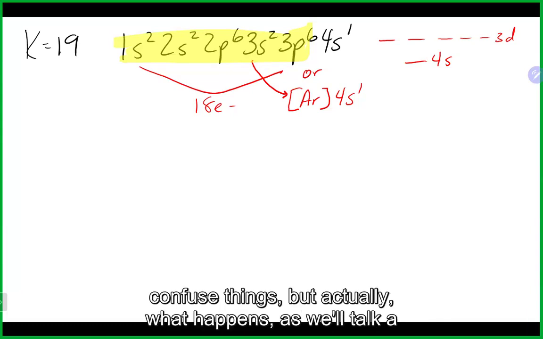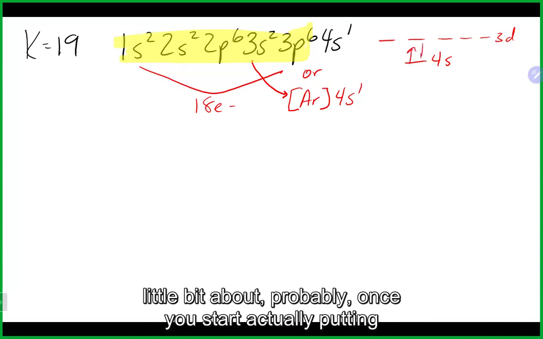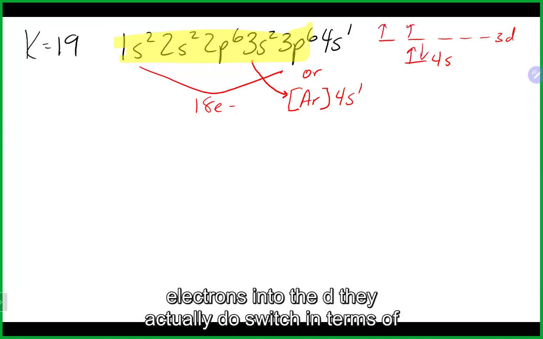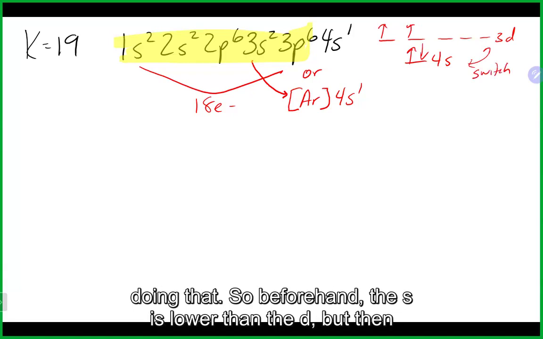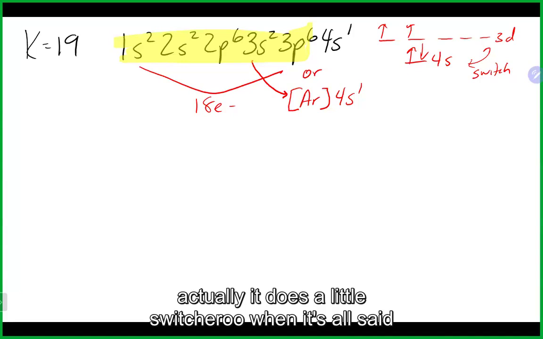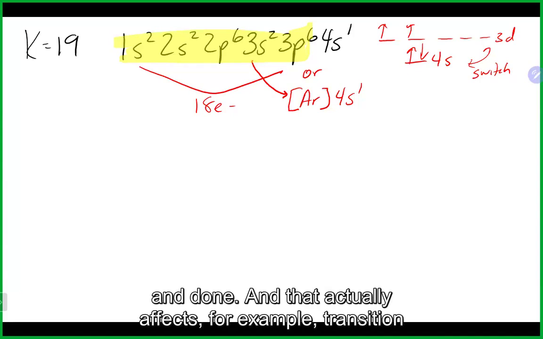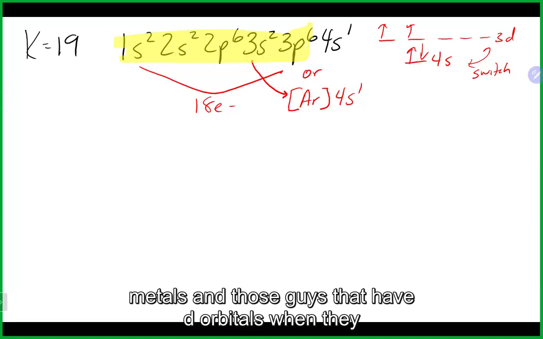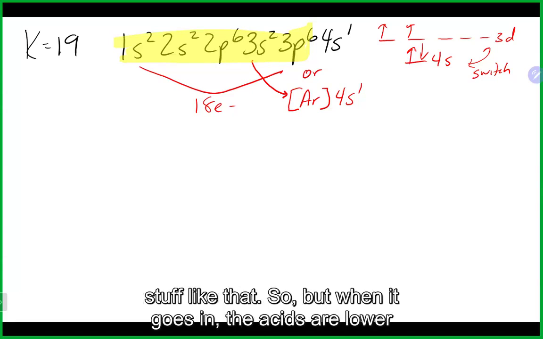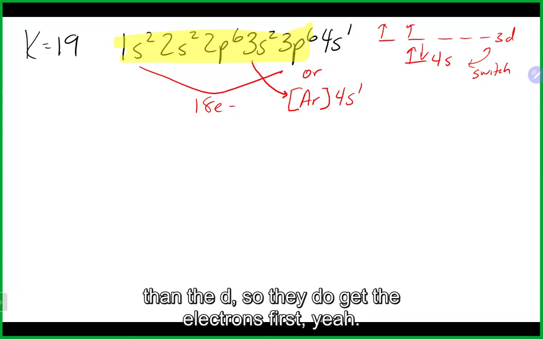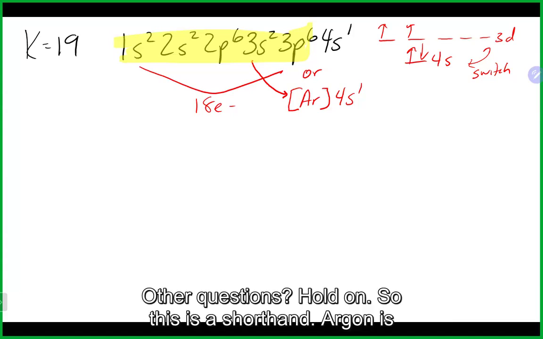Not to confuse things, but once you start actually putting electrons into the D, they actually do switch in terms of their energy, but that's only after it's filled. So beforehand, the S is lower than the D, but then it does a little switcheroo when it's all said and done. And that affects, for example, transition metals and those guys that have d orbitals when they lose electrons, which ones actually get lost first and stuff like that. But when it goes in, the S's are lower than the D's, so they do get the electrons first. Yeah. Other questions?